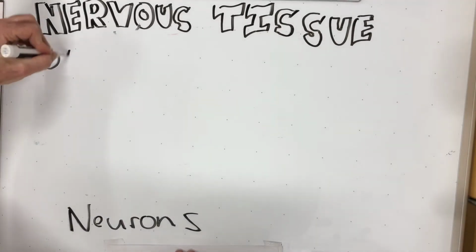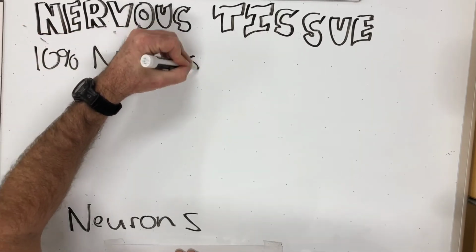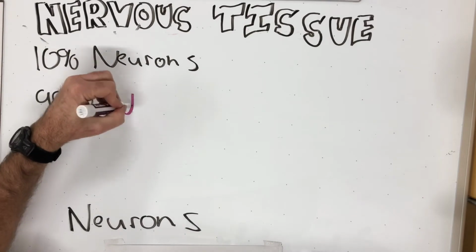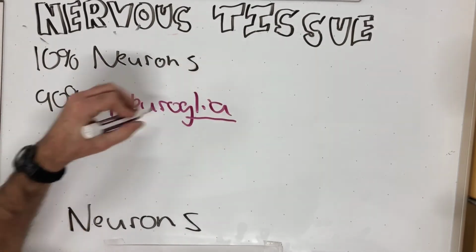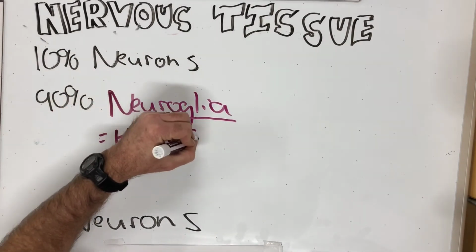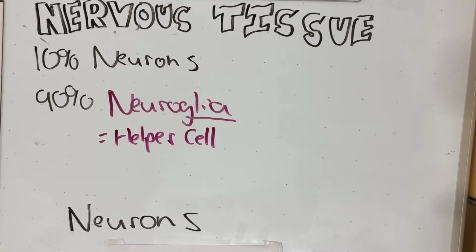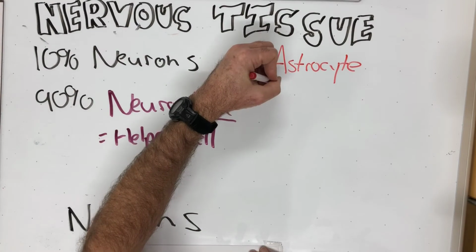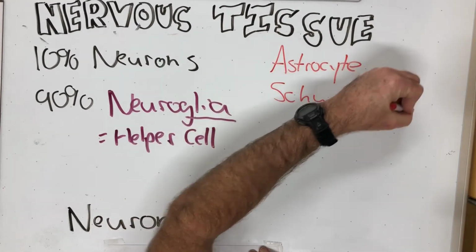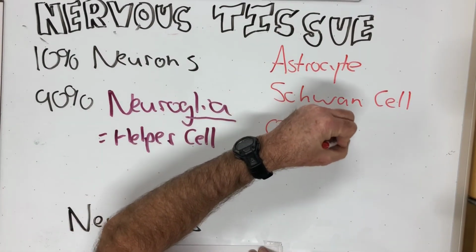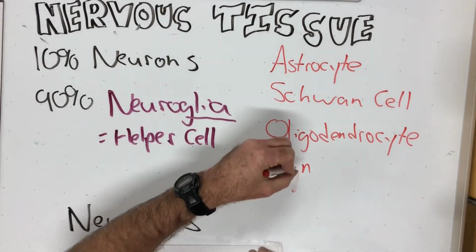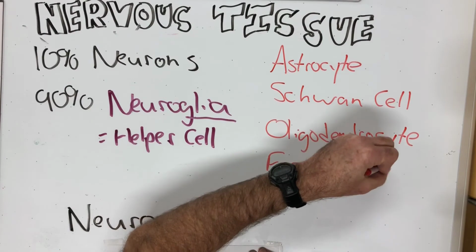Now, neurons are the cells that do the work. They're the conducting cells, but they only make up about 10% of the cells in the nervous system. The other 90% of the cells are called neuroglia. And those neuroglia are helper cells. A glial cell is a helper cell. And there are 5 basic types of neuroglia: astrocytes, Schwann cells, oligodendrocytes, ependymal cells, and microglia. And we'll learn about those in a later unit when we actually get to the nervous system.